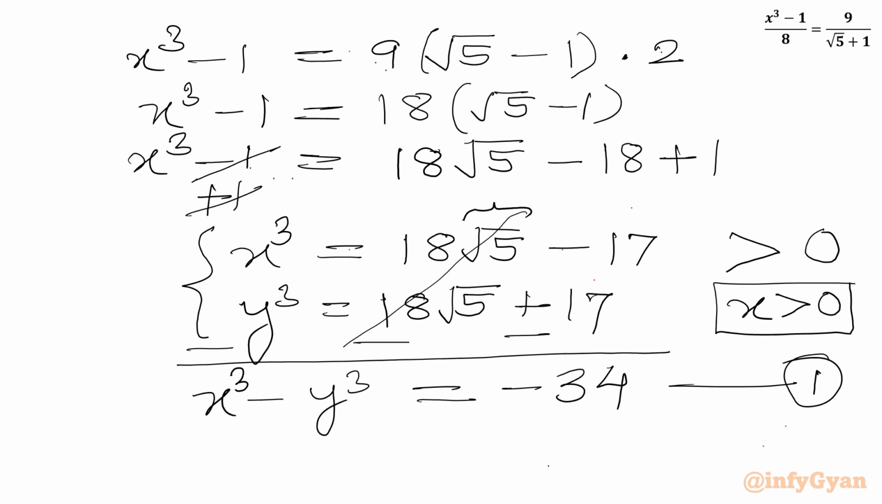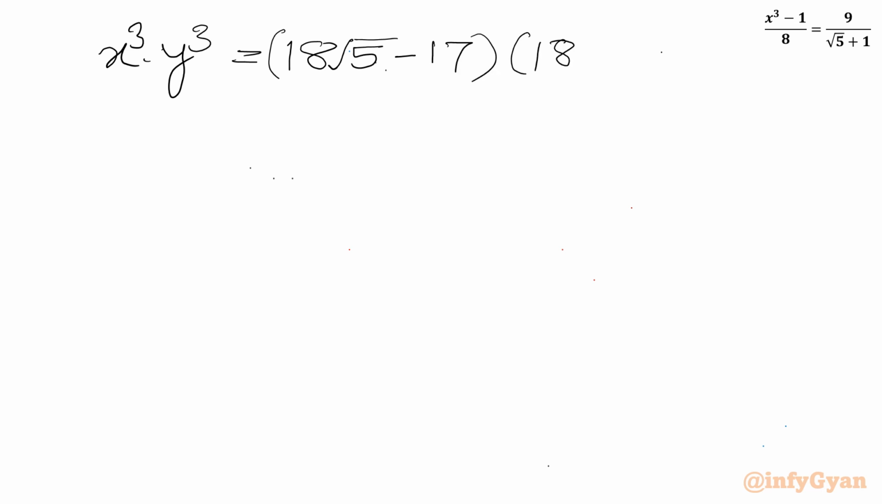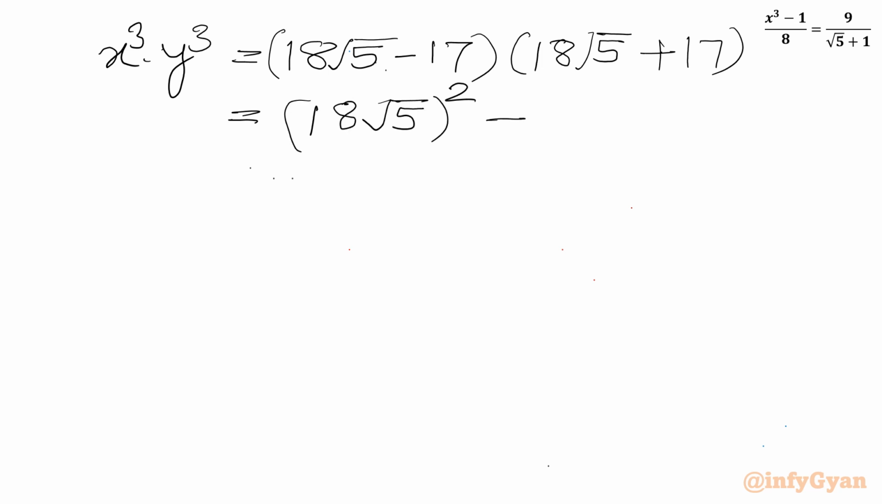Now we can multiply x cube with y cube. So I can write here x cube times y cube equals 18 root 5 minus 17 times 18 root 5 plus 17. So a minus b times a plus b. We will use difference of two squares once again: 18 root 5 whole square minus 17 whole square.